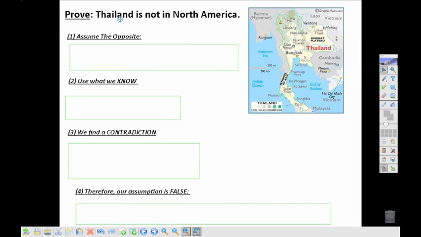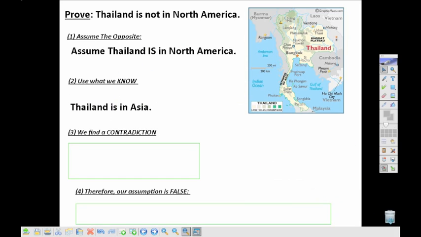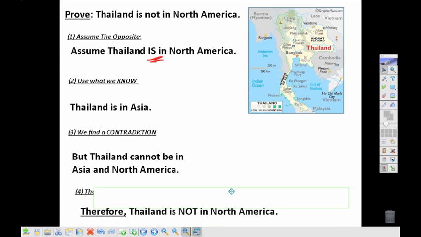We want to prove that Thailand is not in North America. So we're going to assume the opposite. We'll assume that Thailand is in North America. Now, if Thailand is in North America, we're going to use what we know. Thailand is in Asia. Okay, but we're going to find a contradiction to that. Thailand cannot be in both Asia and North America at the same time. There's no overlap between those. And so therefore our assumption that Thailand is in North America, we have to take the opposite of that. Thailand is not in North America.